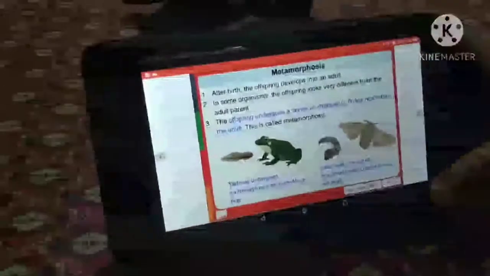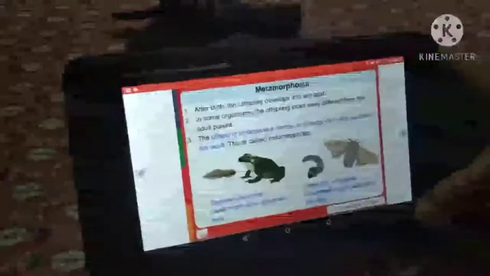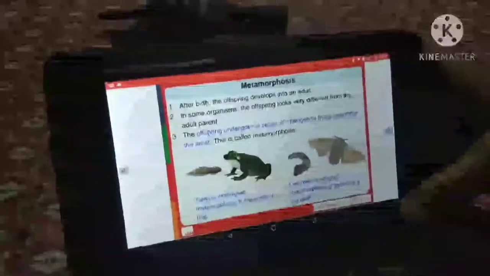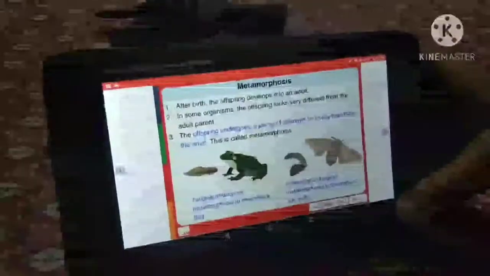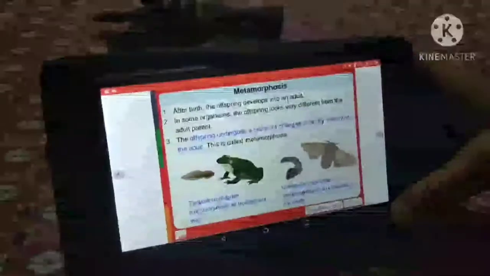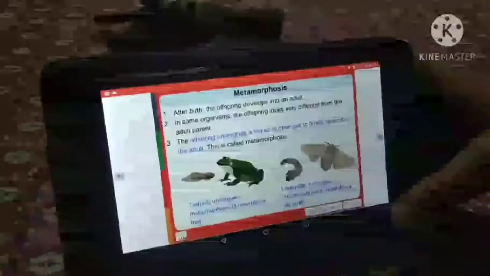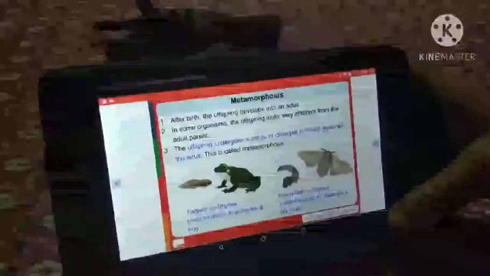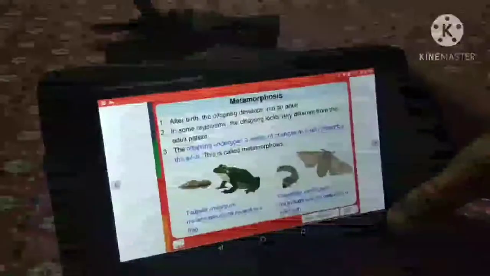Metamorphosis. After the birth, the offspring develops into an adult. In some organisms, the offspring looks very different from the adult parent. The offspring undergoes a series of changes to finally resemble the adult. This is called metamorphosis.